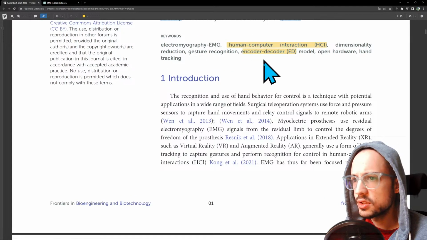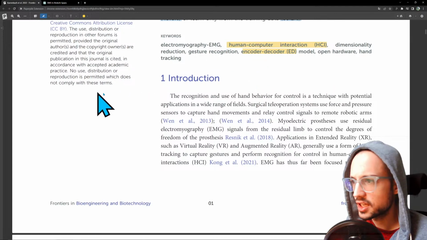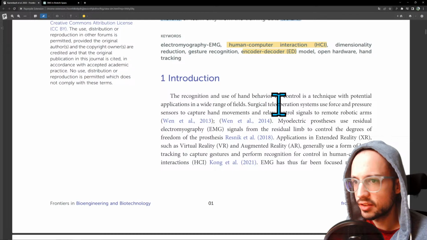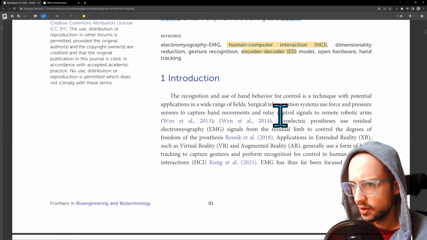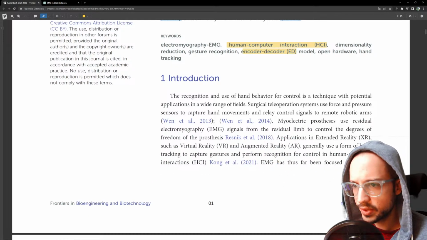Okay, recognition and use of hand behavior for control is a technique with a potential application in a wide variety of fields. Okay, so surgical, robotic, teleoperation, extended reality, virtual reality.